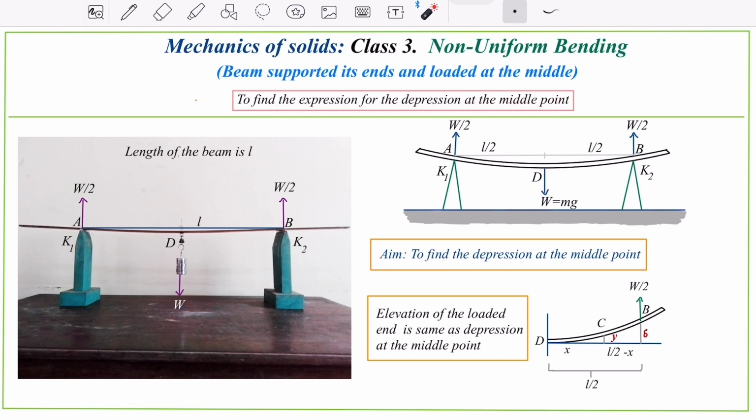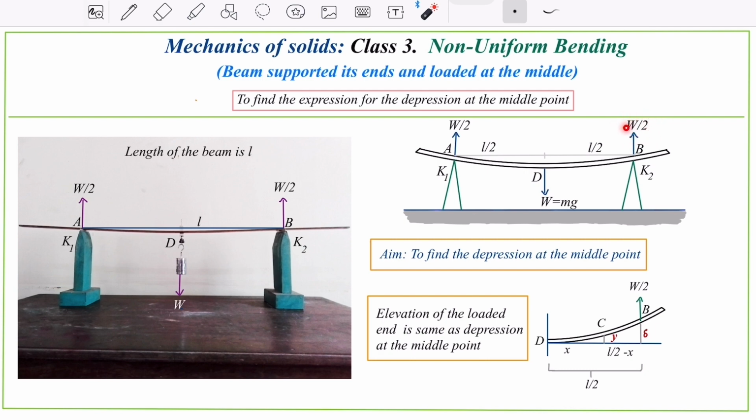Now we have seen that when this type of bending happens, it is equivalent to two inverted cantilevers having length L by 2, which are loaded by a weight W by 2 at A and B. One such cantilever is shown below. Now we can clearly see that because of the symmetry of the bending, the depression at the middle point is equivalent to the elevation at the loaded end. We are using this assumption to derive the expression for the depression at the middle point.